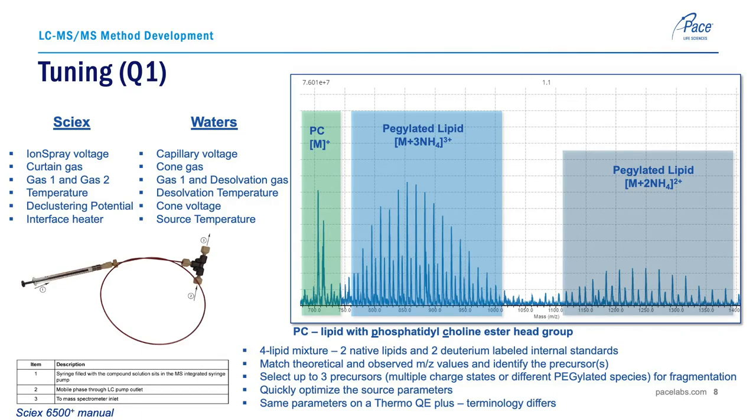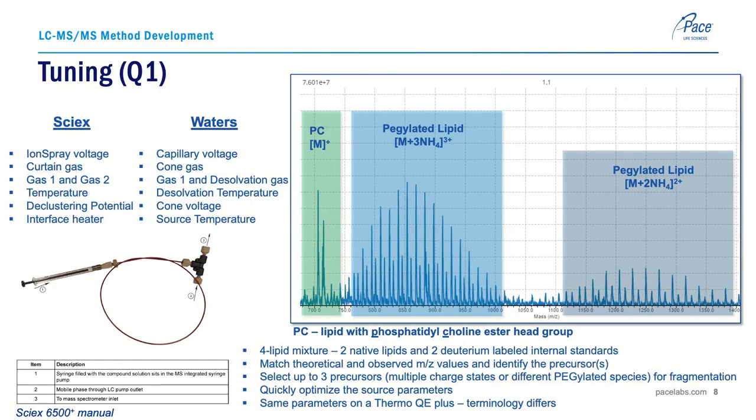Next step is to optimize the source parameters to obtain reasonable ionization for the native analytes. Use the best conditions for the lipid that shows the lowest response at the same concentration. Different vendors have different terminologies for the source parameters. The terminologies for the same parameter comparing two different vendors, SCIEX and Waters, are shown on the top left portion of the slide. Optimize the capillary or spray voltage.